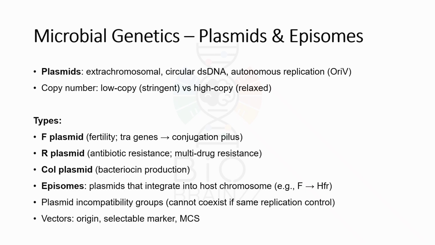Different types of plasmids include F plasmid for fertility, R plasmid for antibiotic resistance, and episomes, or plasmids that can integrate into the host chromosome, such as F plasmid forming HFR strains. Plasmid incompatibility groups determine whether two plasmids can coexist in the same cell. These concepts are important in both microbial genetics and biotechnology.